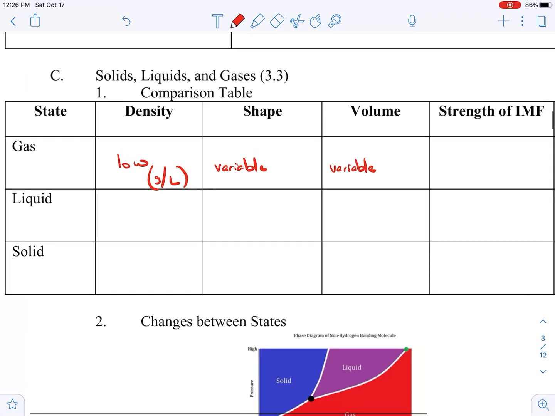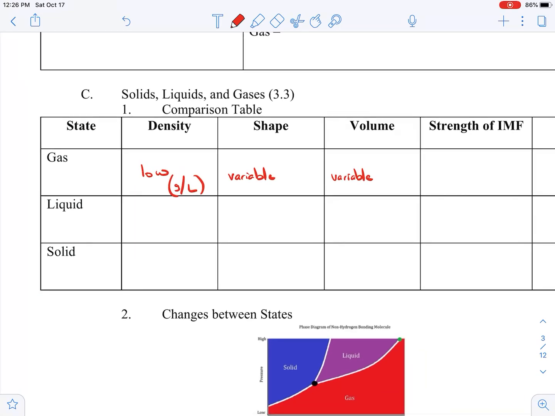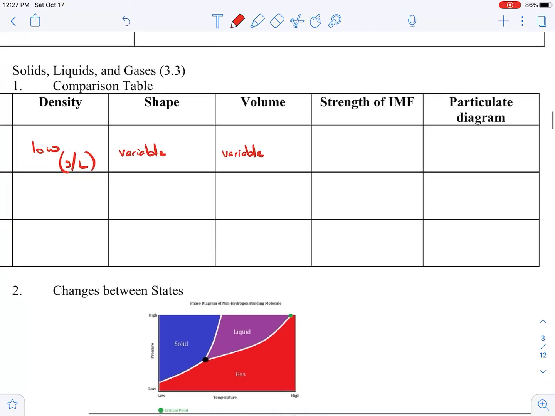Strength of intermolecular forces. We kind of hit on this in the last one when we said that gases aren't going to have very many intermolecular forces because they are not so close together. So very weak, because they are so far apart. Last but not least, particulate diagrams. We get into this in another section, maybe two or three away, but this is good practice.